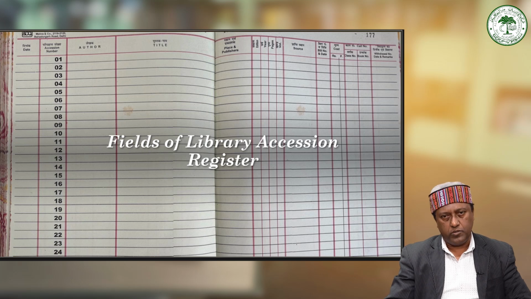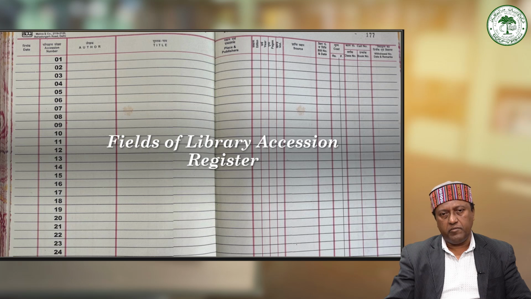Then the next field is source. This field documents the origin or acquisition source of the item, and it could include information on whether the item was purchased from a vendor, donated by an individual or organization, or acquired through an exchange program. So here we can specify the source. Otherwise, as I told you, we can have separate accession registers. One can be simply meant for purchases, second for gifts, and third for donations. And even for languages also, we can have separate accession registers.